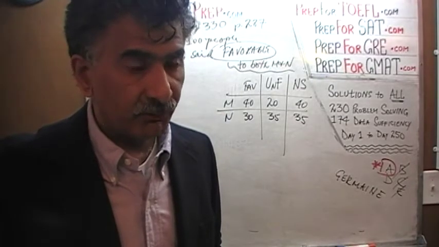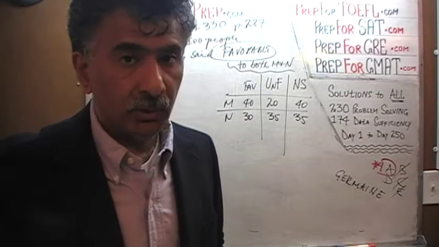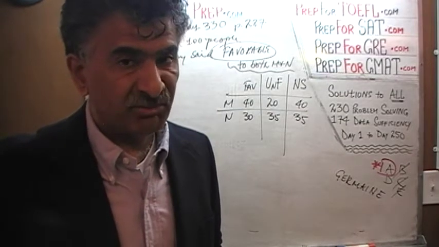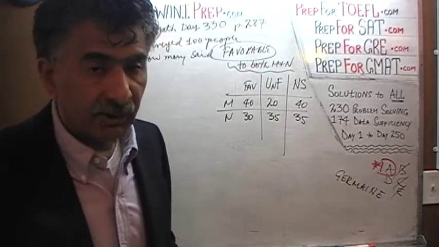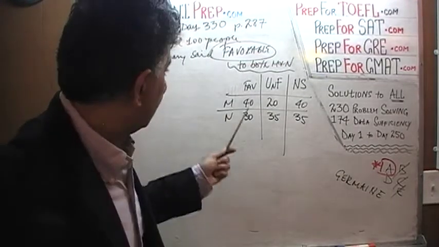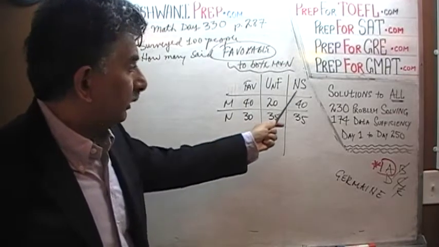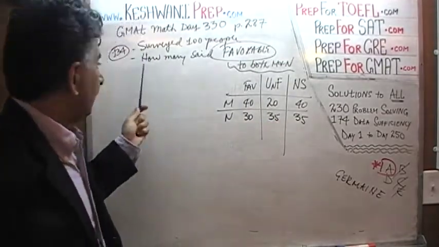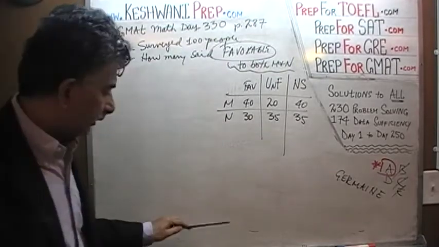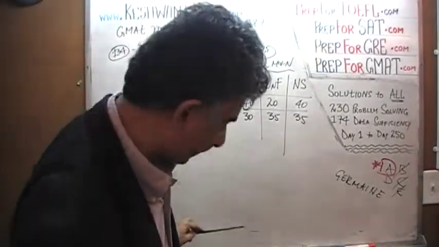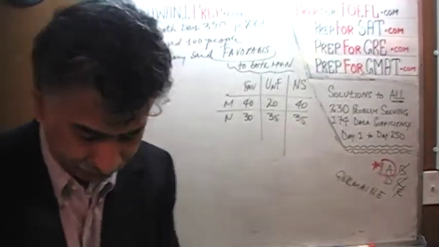I demand, I require that you have the book in front of you. You must always have the book in front of you. As I always said, do not count on my reciting the problem to you, because I use a lot of abbreviation, I make a lot of changes in the wordings, you understand? So favorable, unfavorable, not sure. This is what is given to us, and this is being 100 people surveyed. The question is, how many of them have favorable opinion of both candidates M and N? M and N, let's find out.